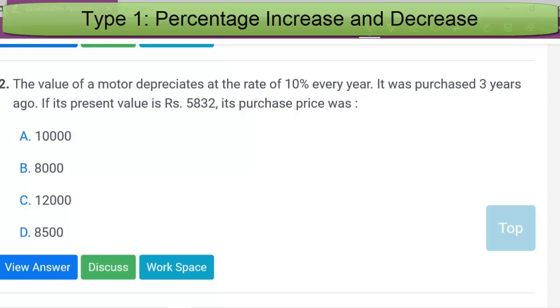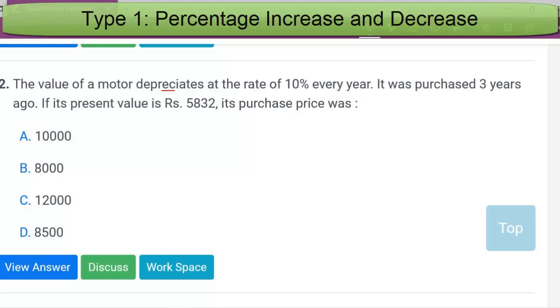The value of a motor depreciates at the rate of 10% every year. It was purchased 3 years ago. If its present value is rupees 5832, its purchase price was. Right, so this is a question of successive percentage decrease, and accordingly we will apply the approach. So what should be the approach?